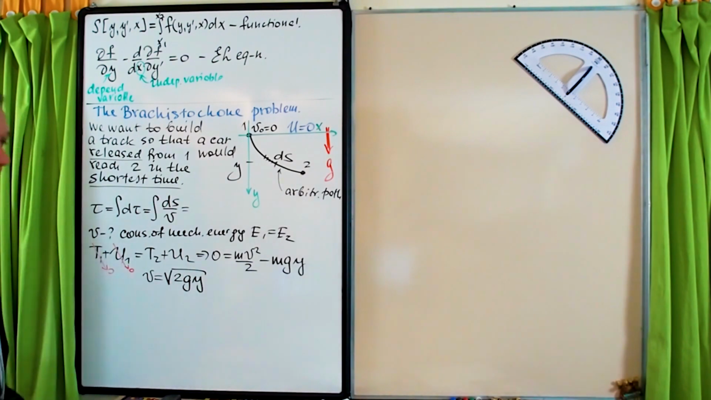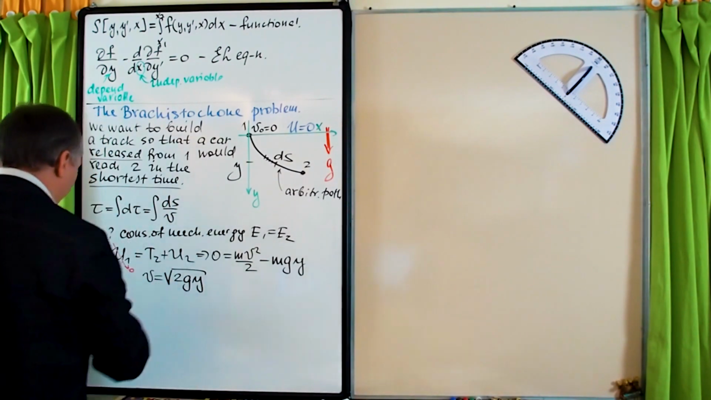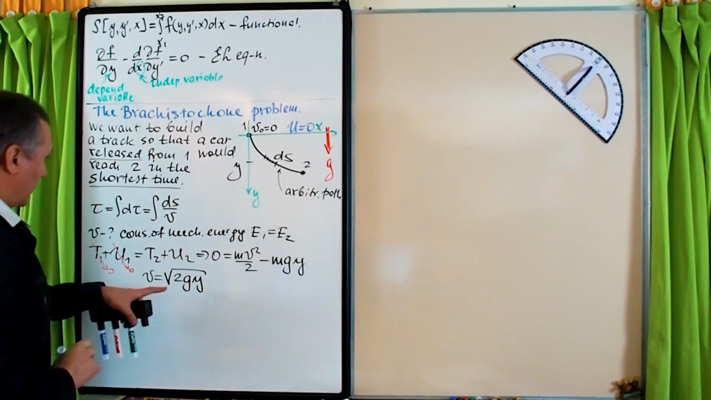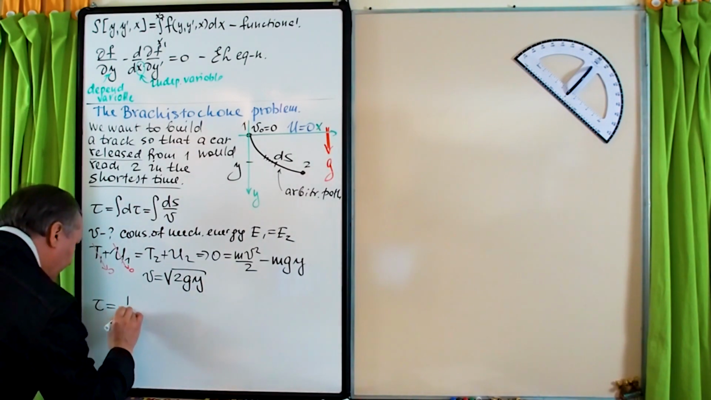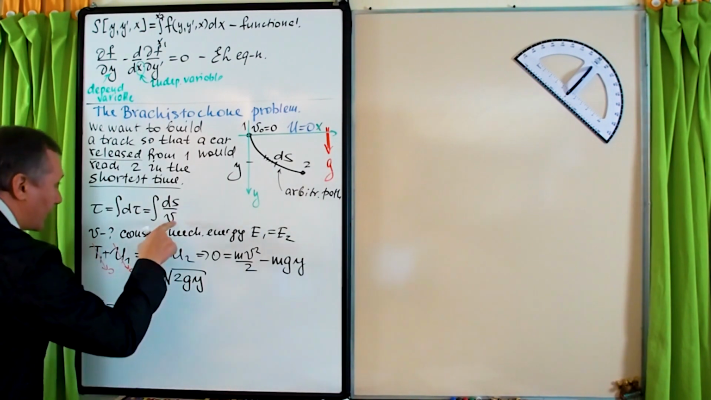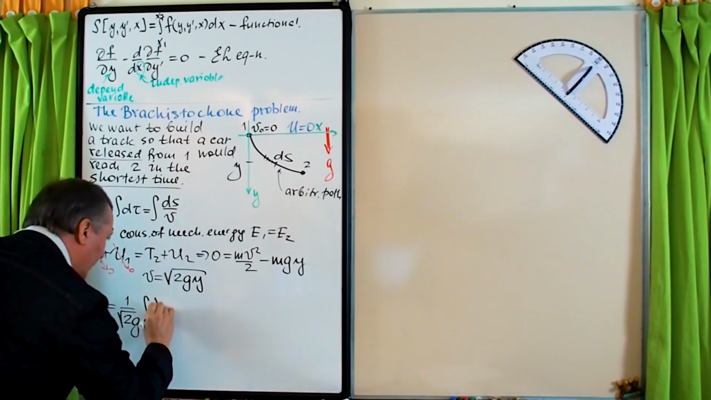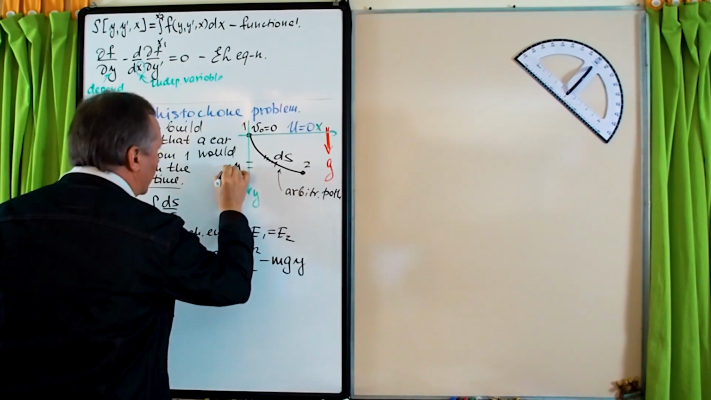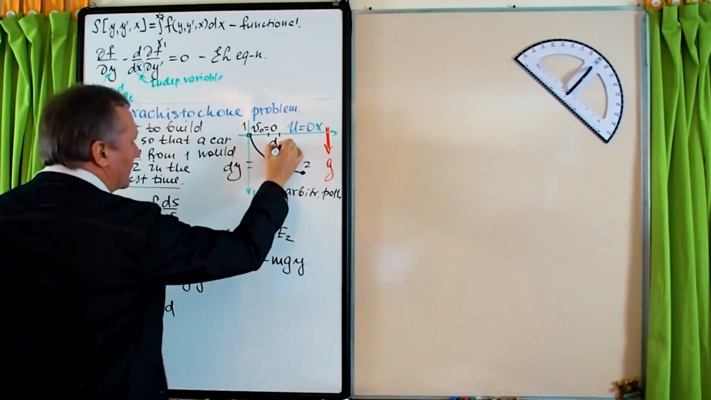Okay, so now we can plug it there. I will probably write it below. So tau will be equal to 1 over square root of 2g, which I will take outside of the sign of integration, right? Then the integral of ds, which will be the square root of dx squared plus dy squared. This is dy, this is dx, right?